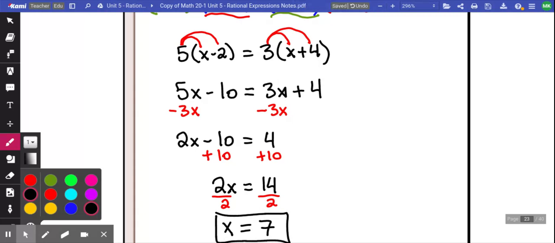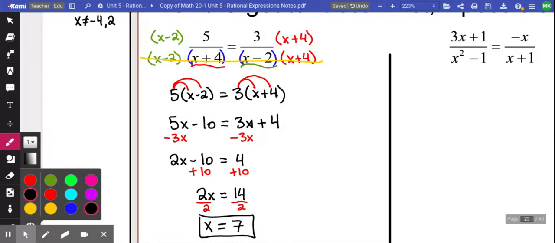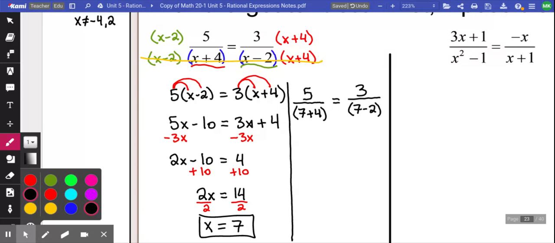Cool. The beauty of rational expressions is you can verify your answer. So if you go back to the original question, you could verify your answer by going back to the original equation and changing x to be 7. So instead of x plus 4, make it 7 plus 4. Instead of 3 divided by x minus 2, make it 7 minus 2. And then put both things in your calculator and see what happens. So I have 5 divided by 11 here equals 3 divided by 5.